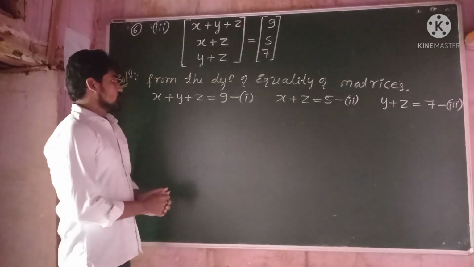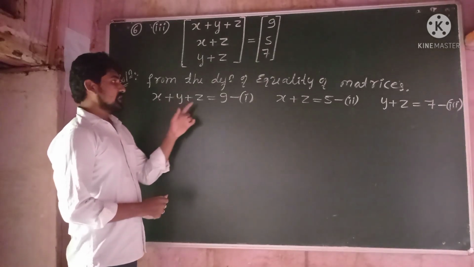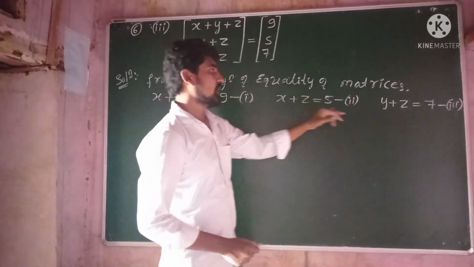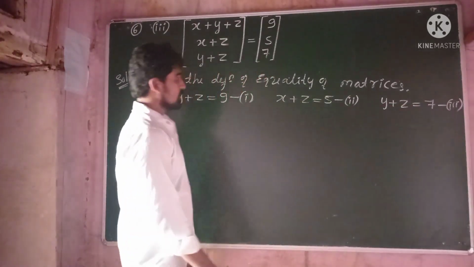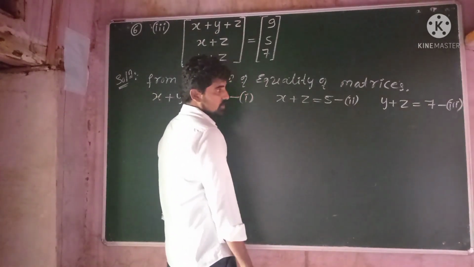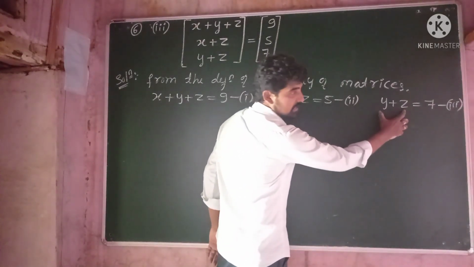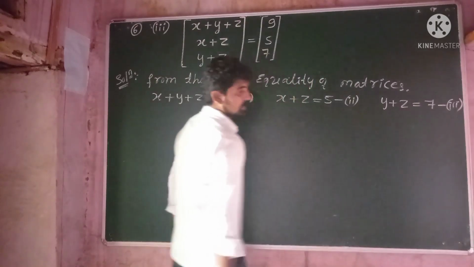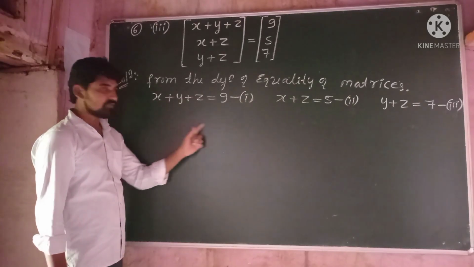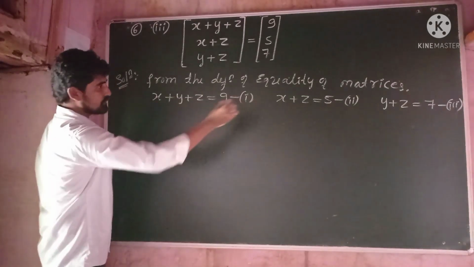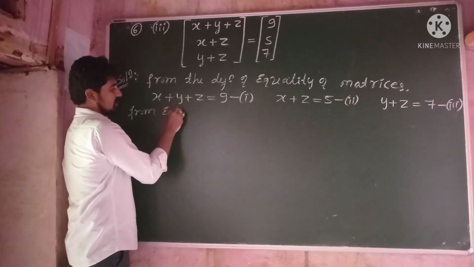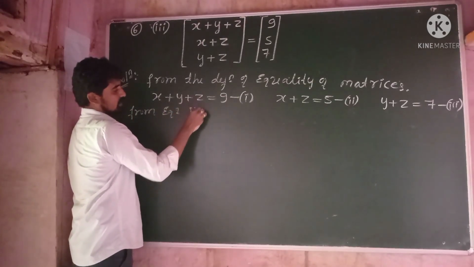Now, to find the values of x, y and z, we need to solve equation number 1, 2 and equation number 3. So you just observe here, if I substitute the value of y plus z from equation 3 in equation number 1, directly we get the value of x. So what is the first step? From which equation? Equation 3.